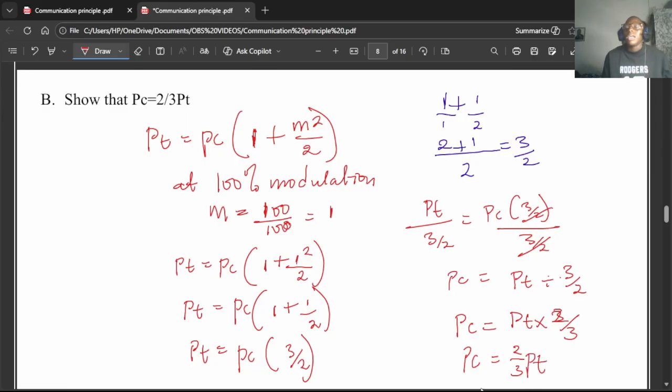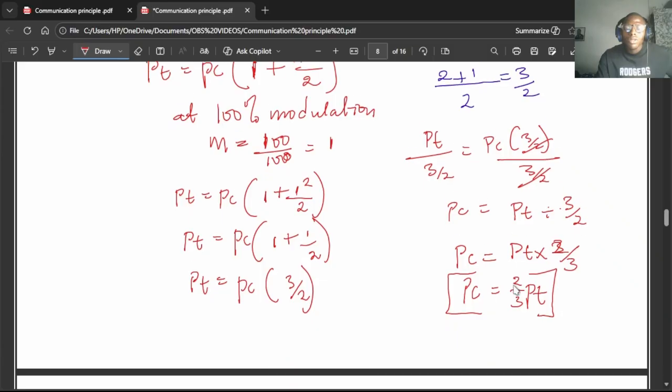PT. Now look at what you've proven here, and look at what your question is. Are they the same thing? Yes. So your carrier power is 2/3 of your what? Your transmitted power, or your output power. So that's what you are asked to do in this part of your question.